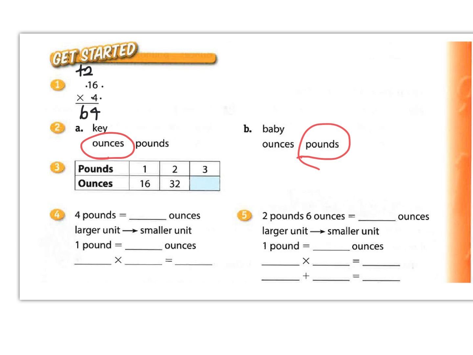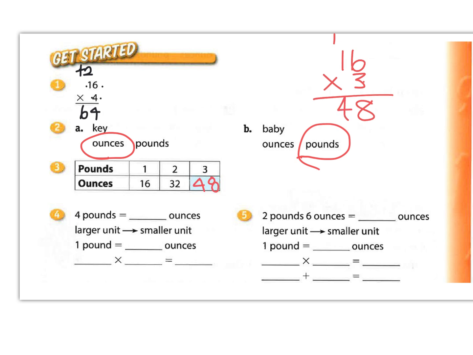So if we look at number 3, we can see that there's a nice chart that they started. 1 pound equals 16 ounces. 2 pounds equals 32 ounces. Then we have to figure out what 3 pounds equals. So we're going to do 16 times 3. 3 times 6 is 18. Carry that 1. 3 times 1 is 3, plus 1 is 4. So this would be 48 ounces.